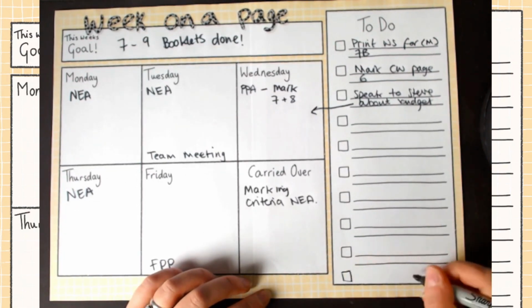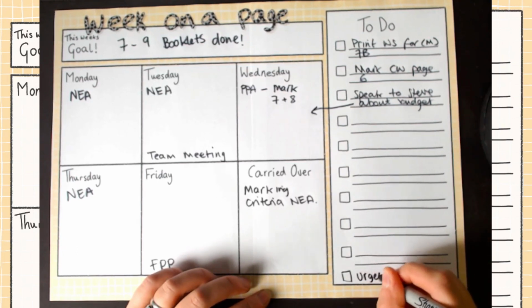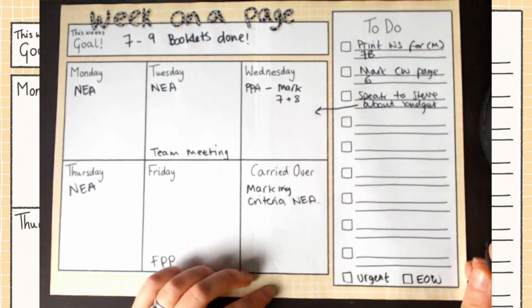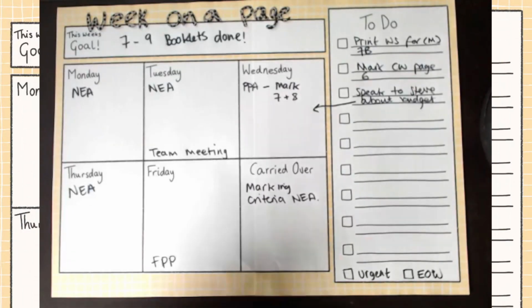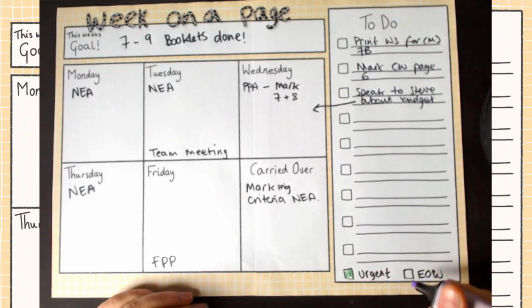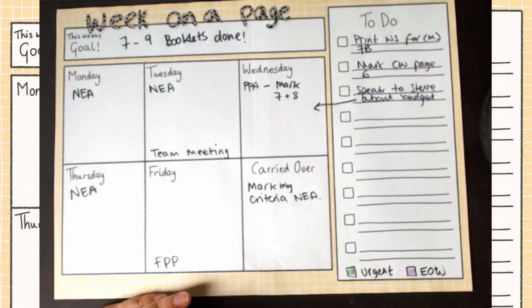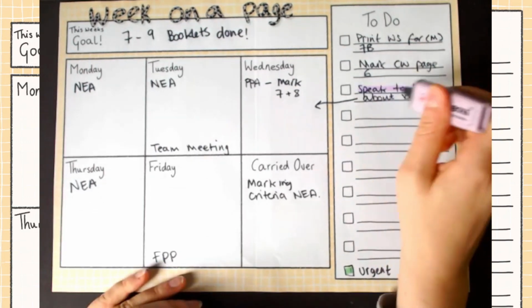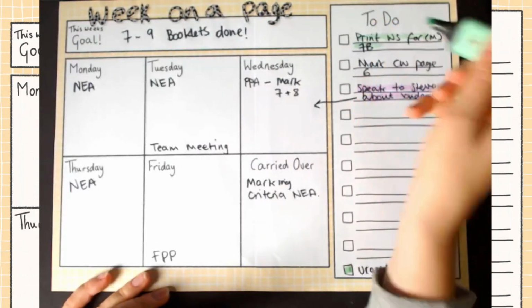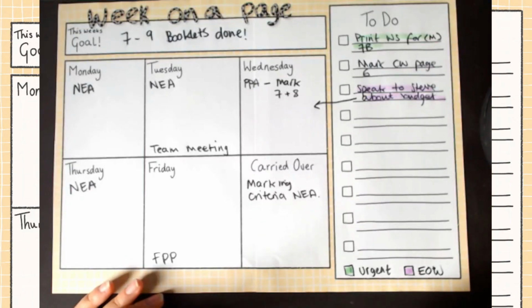And then so the last thing that I would probably do, and I didn't put this in because not everybody uses it, is I put in a key. So this will be like urgent, and you could put end of week. So like what's to be done first and then what's to be done after. So let's say urgent is green, yeah, with my highlighter, and then end of week is purple. Okay, so maybe I don't need to speak to Steve about the budget until the end of the week, but I really urgently need to print those worksheets for 7B, yeah?